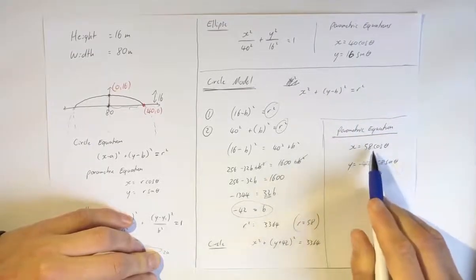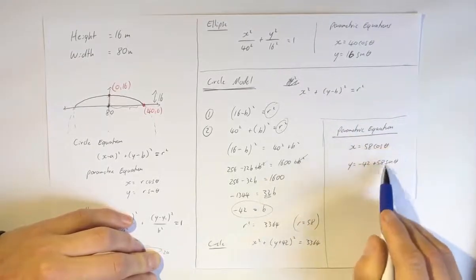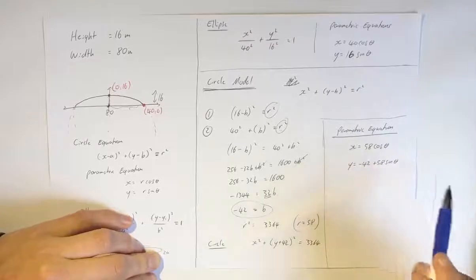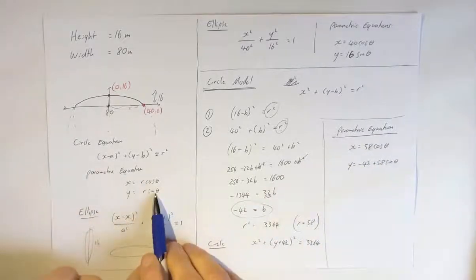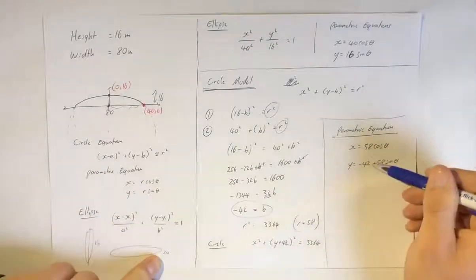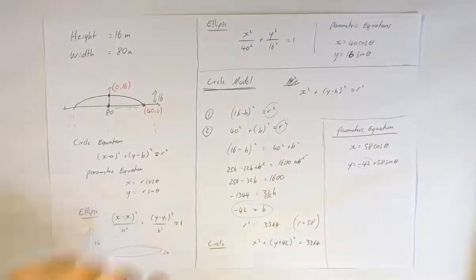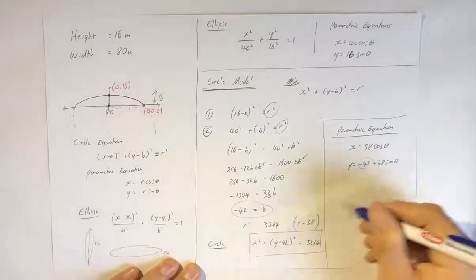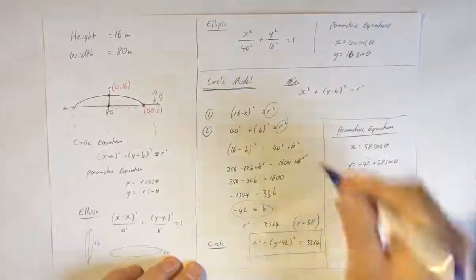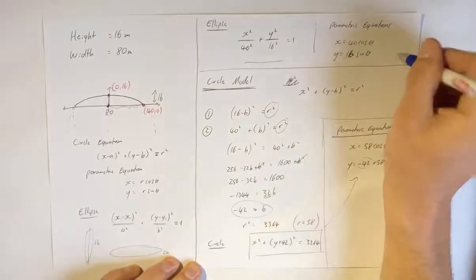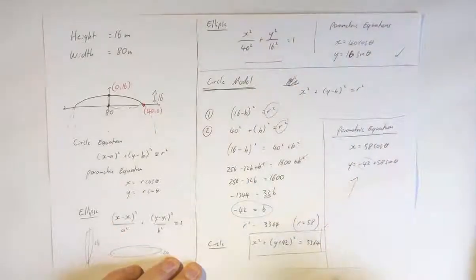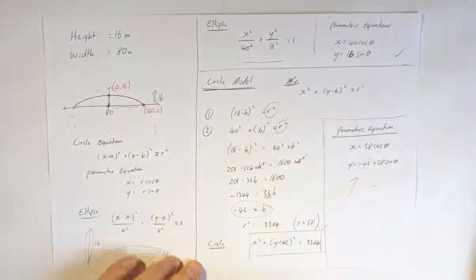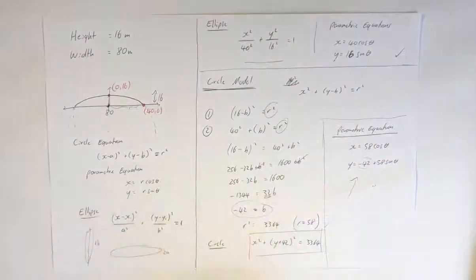So that's r cos theta, and that's r sine theta from our parametric equations. But we've just got a vertical movement, so we have to subtract that. And there we have it. We have a circle equation written parametrically. We have an elliptical equation also written parametrically, and you're going to get some really good grades for being able to fit a circular model. And we're done.